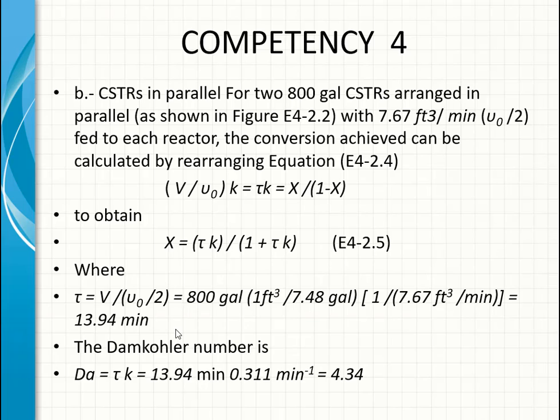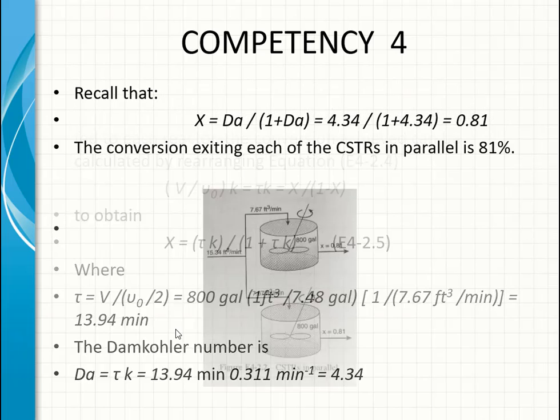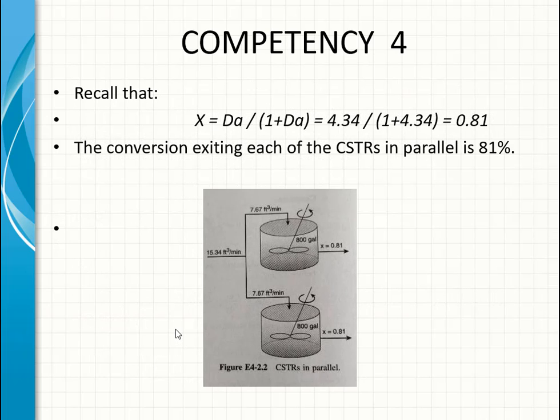From here, the Damköhler number is 13.94 times 0.311. That will give us 4.34. And here, the conversion is going to be the Damköhler number divided by 1 plus the Damköhler number. It's going to be 4.34 divided by 5.34, which is equal to 0.81. And from here, we see that if we put the two reactors in parallel, the conversion at the end of these reactors is going to be 0.81.